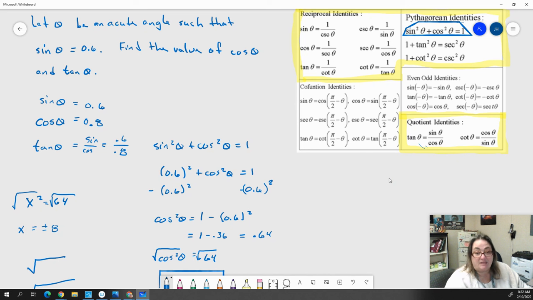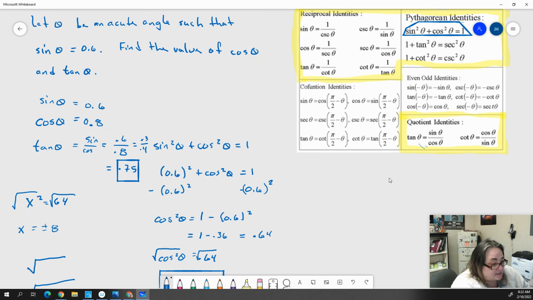And when we reduce that fraction, we would have 0.3 over 0.4, which is 0.75 if we were to put it in a calculator.